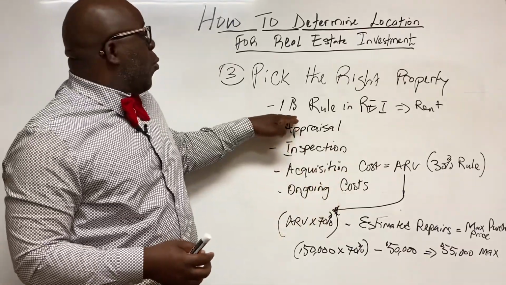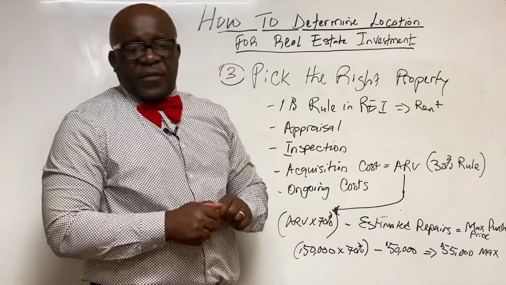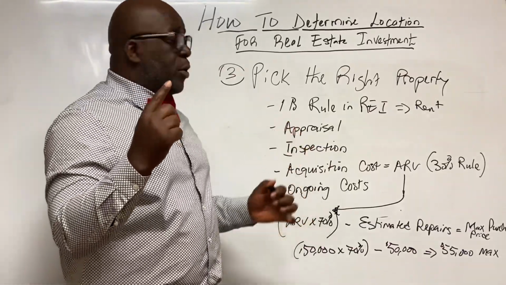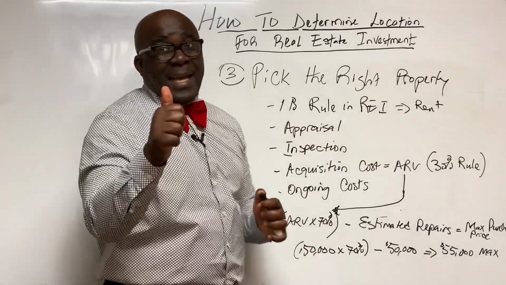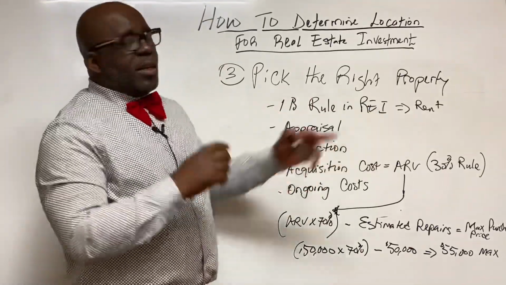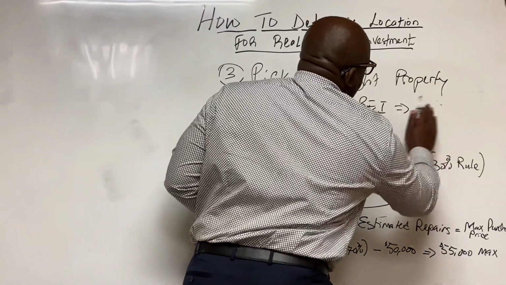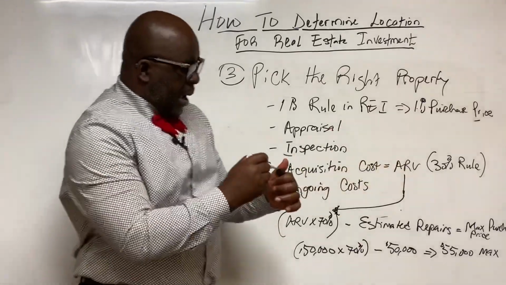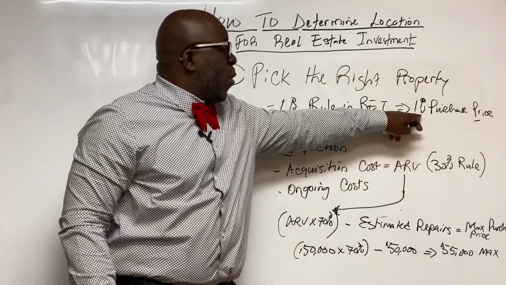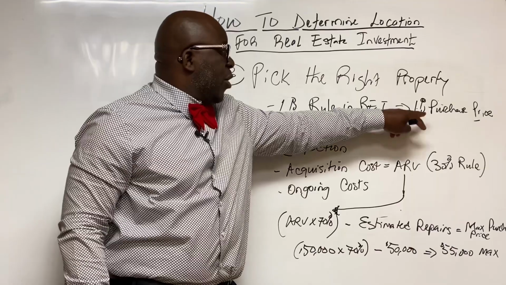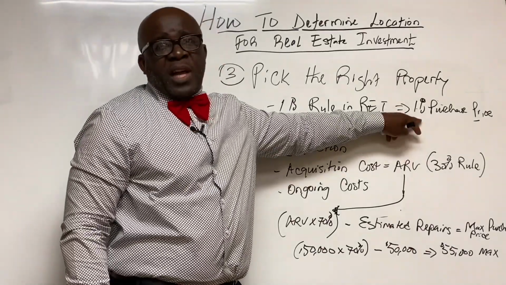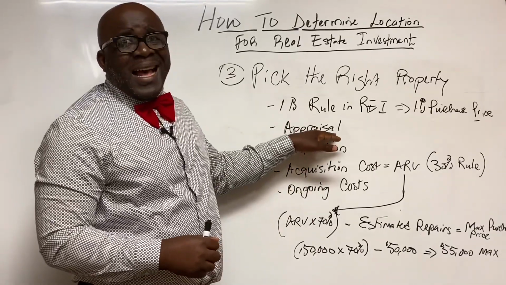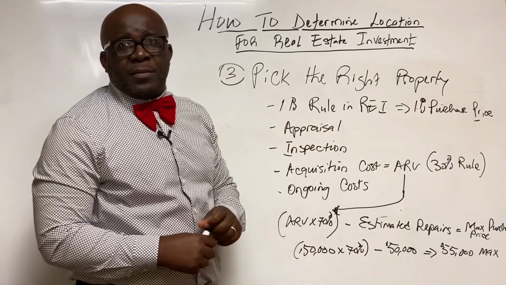There's what we call the 1% rule in real estate investment. It says as an investor, you're supposed to be able to set your rent at least 1% of the purchase price. So if I buy a home for $100,000, I should set my rent at least at $1,000 a month in order for me to get some kind of positive cash flow. Rule number one.